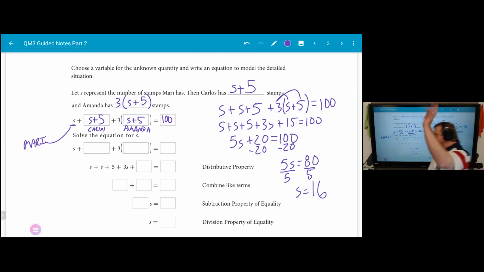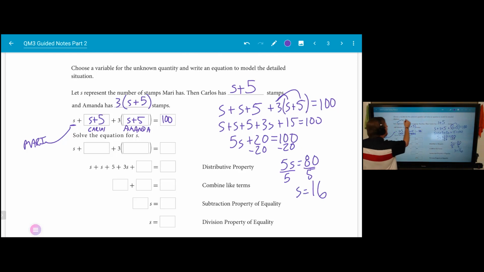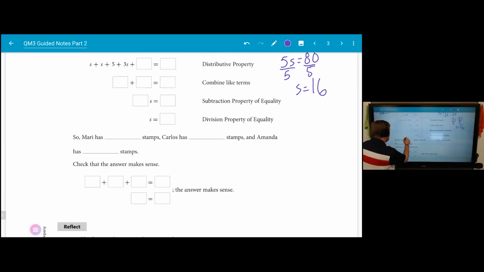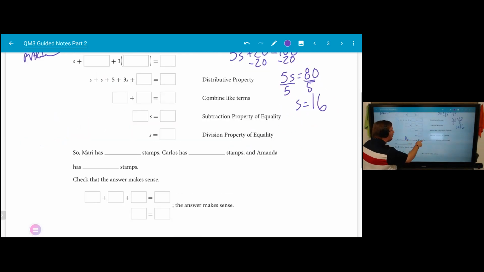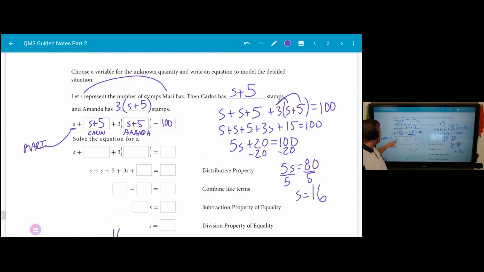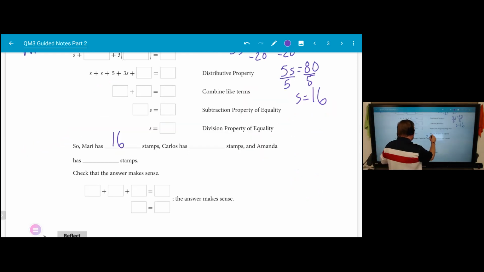Great, yay, 16. What does all that mean? What was S in the first place? Well, S was the number of stamps Mari has. So Mari has 16 stamps. Carlos has, what did we say? Carlos had 5 more than Mari. So if I add 5 to 16, I get 21.